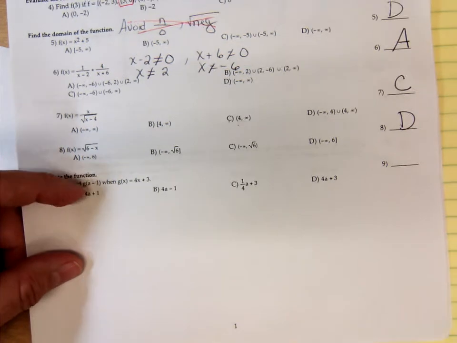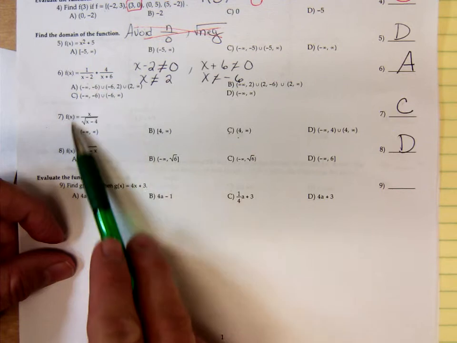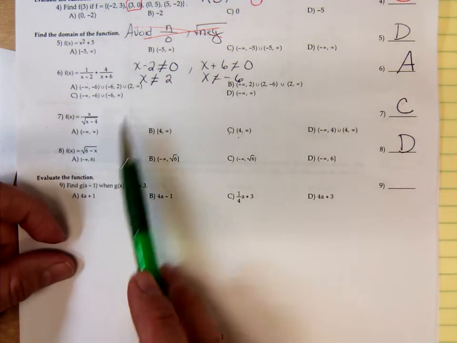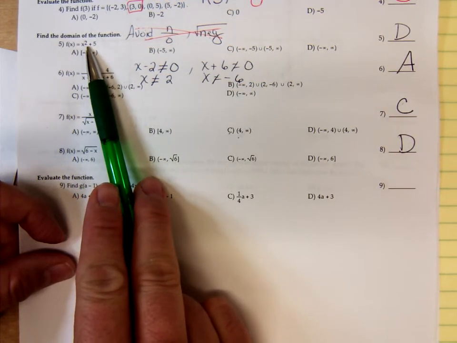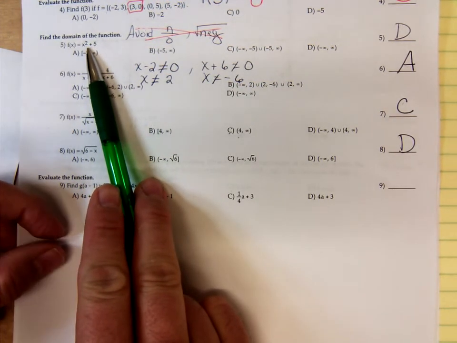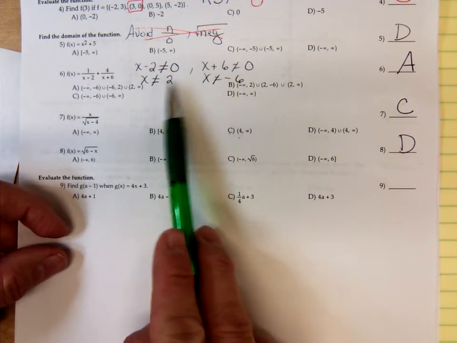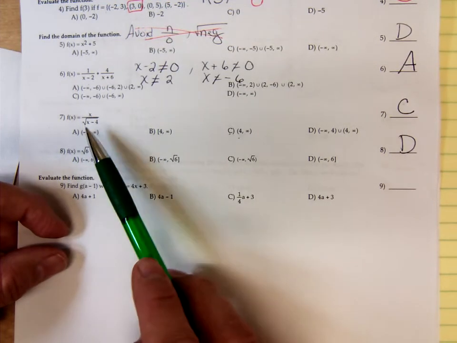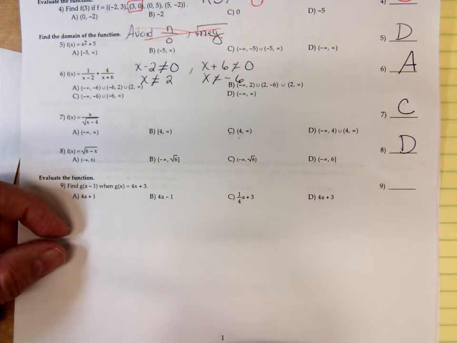So remember, when finding the domain of functions that are written either as equations or formulas, whatever you want to call them, if there's no square roots and no fractions, the domain is all real numbers. If there's fractions, you've got to avoid those zeros in the bottom. If there's square roots, you also don't want a negative under the square root. Right?